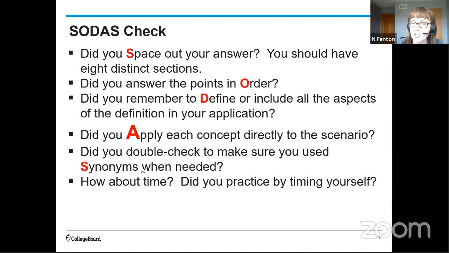If you do define, you want a short, sweet little definition. And then the point of that is to make sure all aspects of that potentially complicated concept, like cocktail party effect, end up in your application. So again, apply, apply, apply, double check, make sure you use synonyms if they were needed, and keep practicing with that time. So again, I always want to emphasize that the score is about the application, but the definition's there to help you.